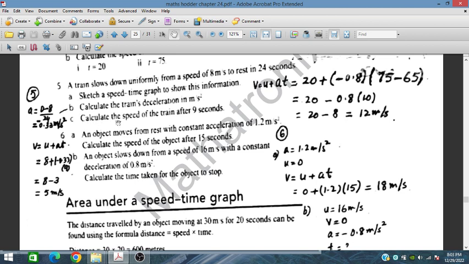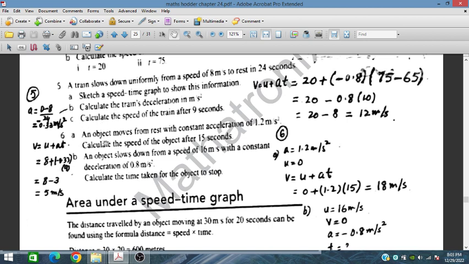And part C, calculate the speed of the train after 9 seconds. Because the speed decreased to 0 at 24 seconds, at 9 seconds we have to find the speed of the train. So v is equal to u plus at, and t is equal to 9. The initial speed was 8 meters per second, decelerating with 0.33 meters per second squared, and the time is 9 seconds. So at that instant, at 9 seconds, the speed was 5 meters per second, and it was continuously decreasing.